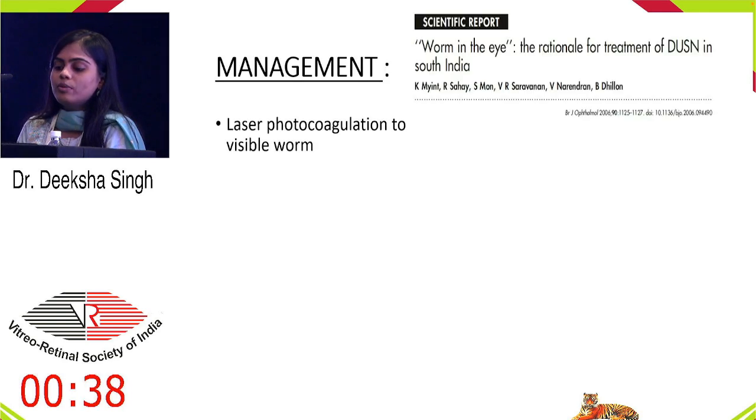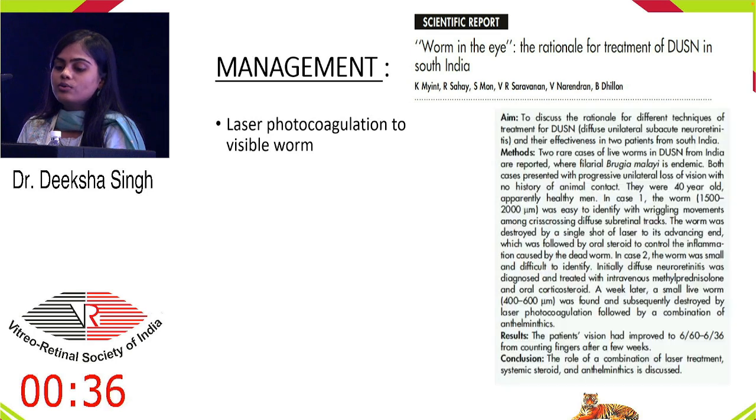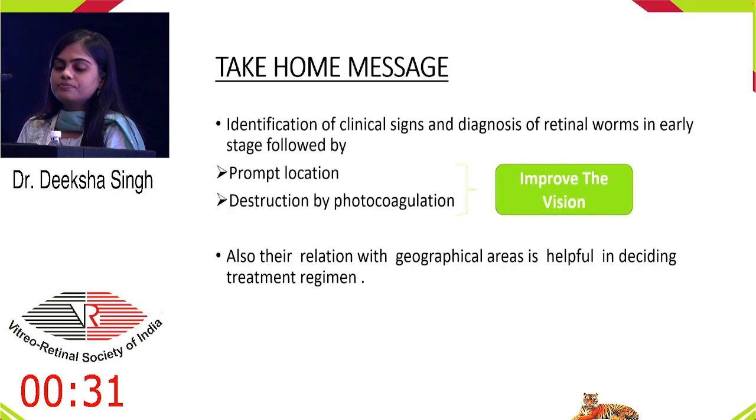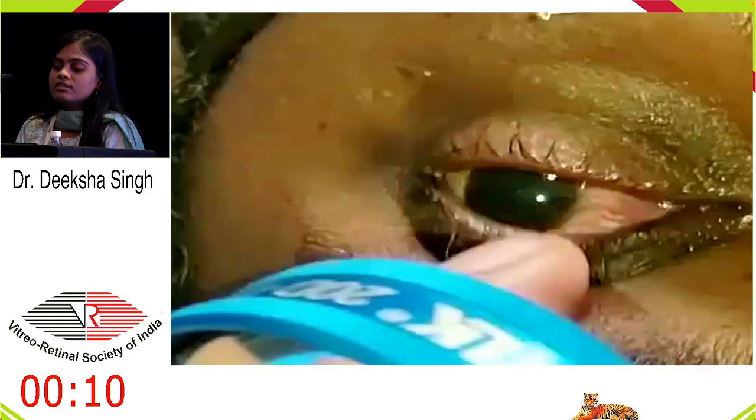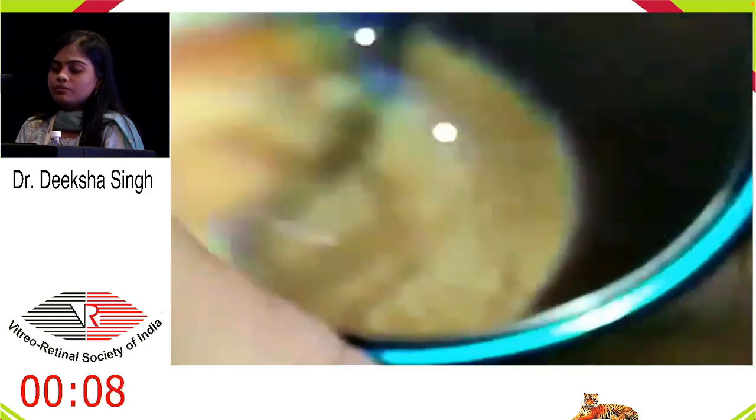In the case report published by Mint et al., they concluded that if the worm is visible, laser photocoagulation is the treatment of choice. So the take-home message is identification of the clinical signs and diagnosis of retinal worm in the early stage, followed by prompt localization and destruction by photocoagulation, which may improve the vision of the affected patient. Also, their relationship with geographical areas is helpful in deciding the treatment regimen. These are my references. This is the small video which we tried to capture of the motile worm.